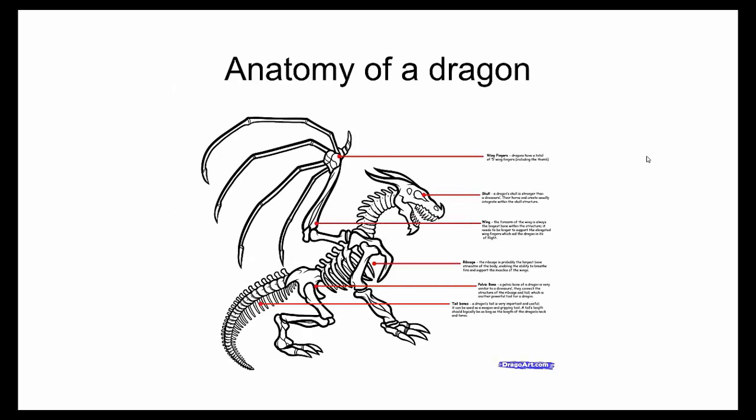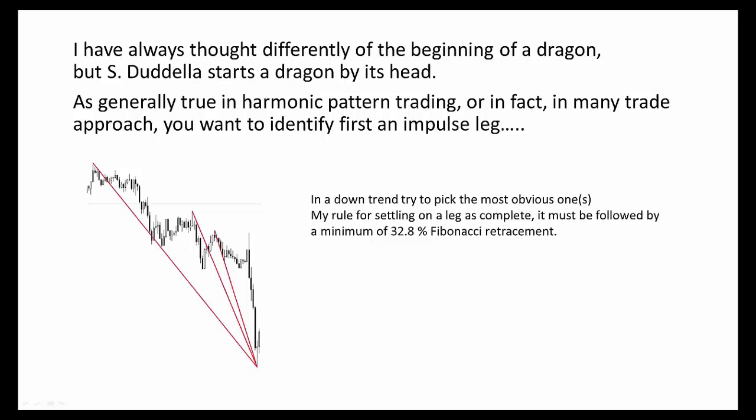Here we can see the anatomy of a dragon. I have always thought differently at the beginning of a dragon, but Duddella starts the dragon by its head. As generally true in harmonic pattern trading, or in fact in many other trade approaches, you want to identify first an impulse leg. In a downward trend, try to pick the most obvious ones. My rule for settling on a leg as complete is it must be followed by a minimum of 32.8% Fibonacci retracement.